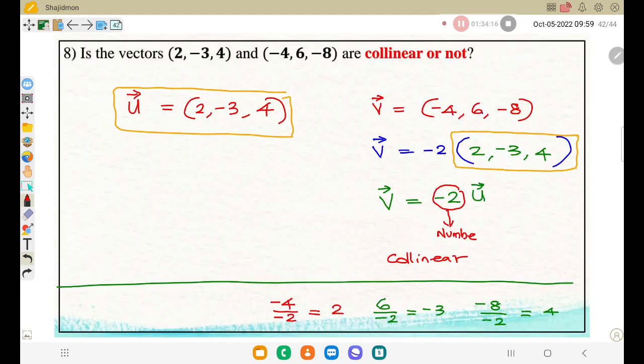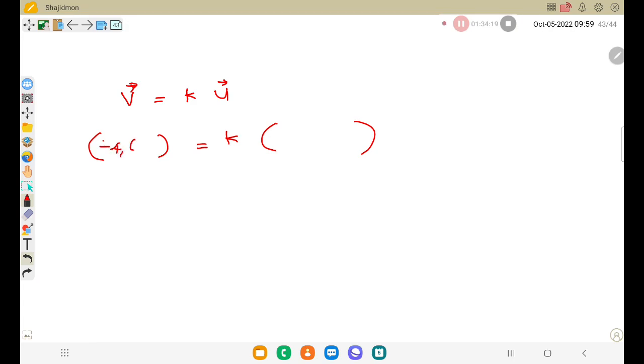Or otherwise, what we can do, you just start with vector u equal to a number multiply vector v. Okay? You can take the reverse also, no problem. That means vector v equal to a number k multiply vector u. Then you apply vector v equal to k times vector u. For example, what is vector v? Minus 4, 6, minus 8. Equal to k times vector u. What is vector u? 2, minus 3, 4.